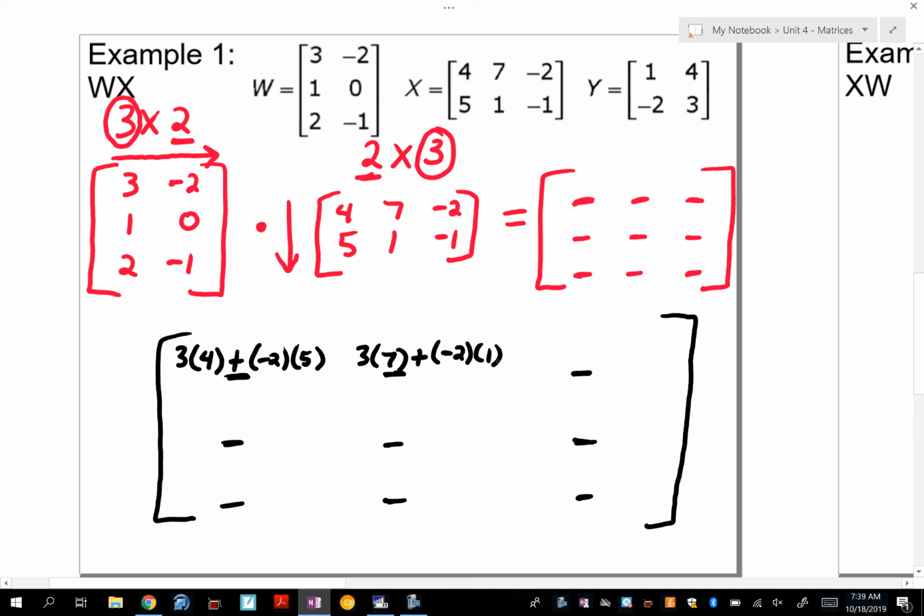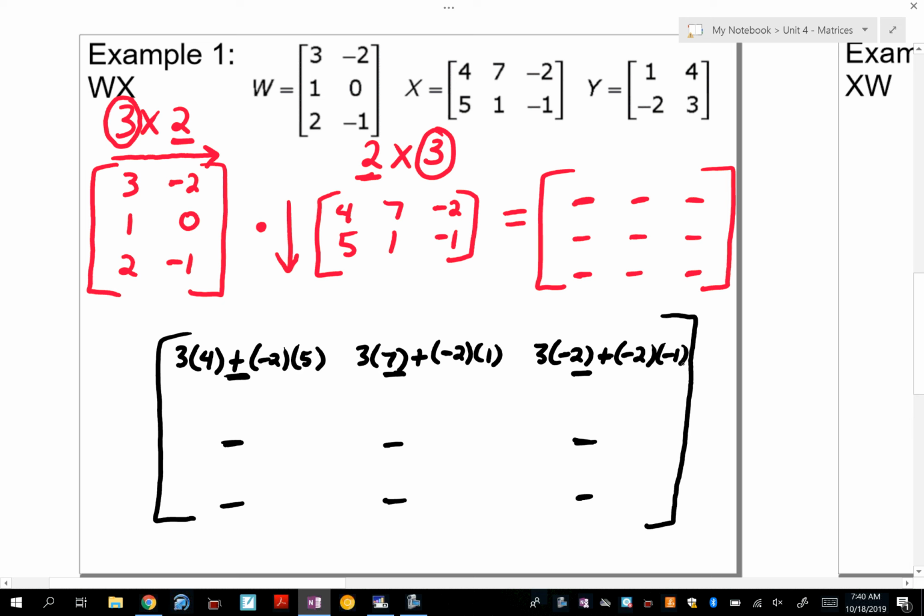Green, question? So I just multiplied this row by the middle column here and wrote it there. Follow your arrows, right? Always, you can use your fingers, follow your arrows. It's the first time you're doing this, okay? It's all good. Let's finish this row. Same row, the third column. So 3 times negative 2 plus negative 2 times negative 1.